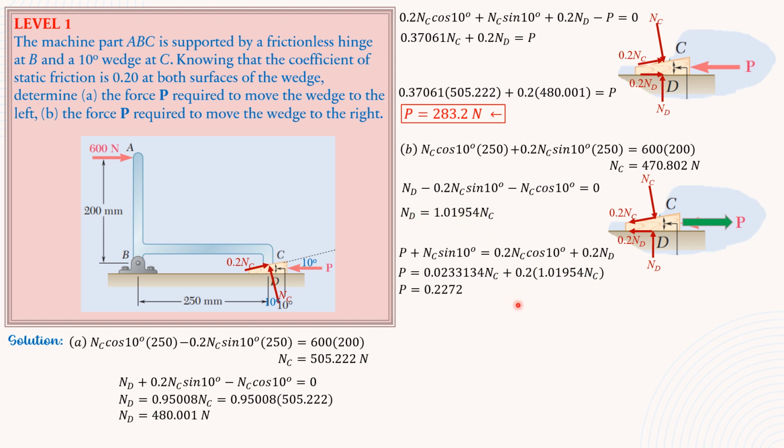So substituting, P is equal to 0.227221 N sub C. So 0.227221 of 470.802. So P therefore is equal to 107.0 newtons rightward.